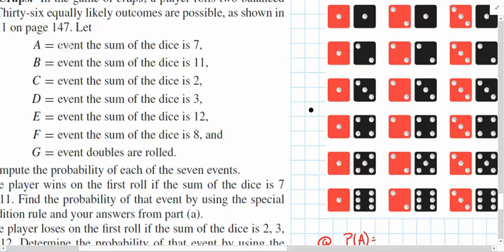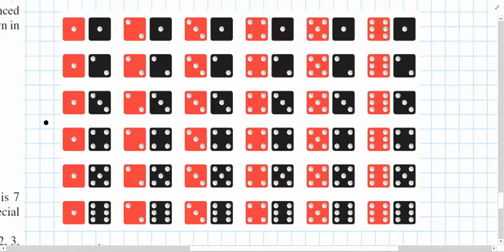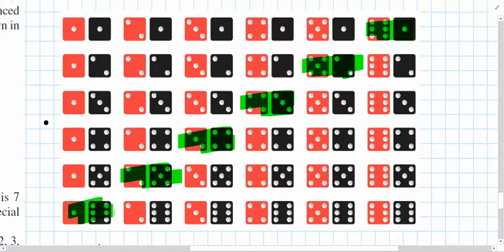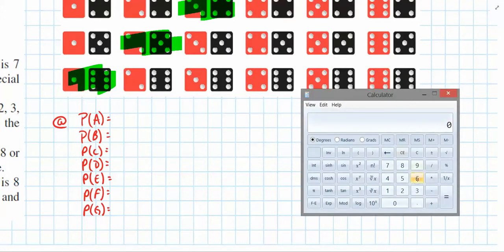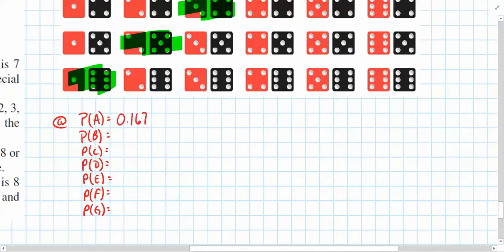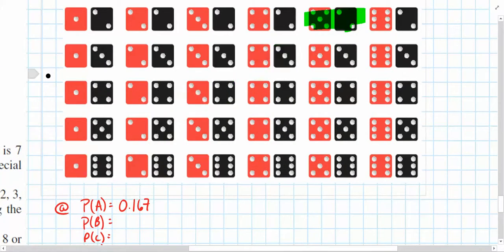Let's find the probability of the event that the sum of the dice is 7. So what we're looking for are all 7s in the possible outcomes. Since there's an order to this, it's very easy to find them. There's a pattern. So here's a 7, 7, 7, 7, 7, and 7. 1, 2, 3, 4, 5, 6 different ways to roll a 7. And if we turn that into a decimal, that would be 6 divided by 36, 6 out of 36 different ways. Let's go ahead and call that probability 0.167.